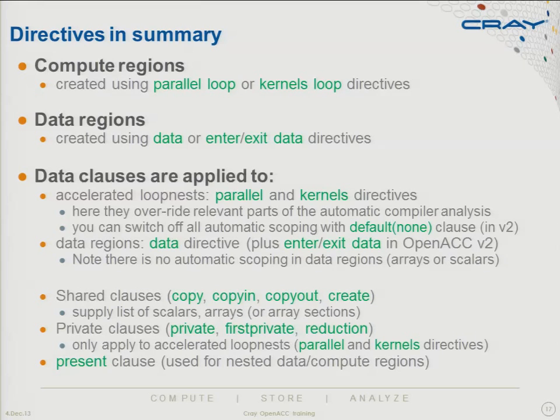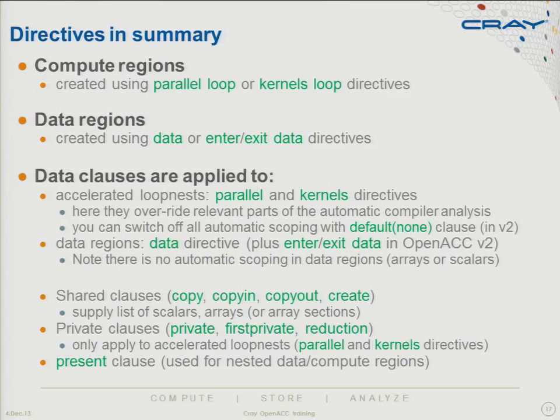So what have we seen today so far? You get compute regions, loop nests, and you use the parallel loop or the kernels loop directives to create them. Minimizing data movements is really important, and the data directive does that for you. But especially with data regions, you need to control how data moves. And so you use these data clauses for that.